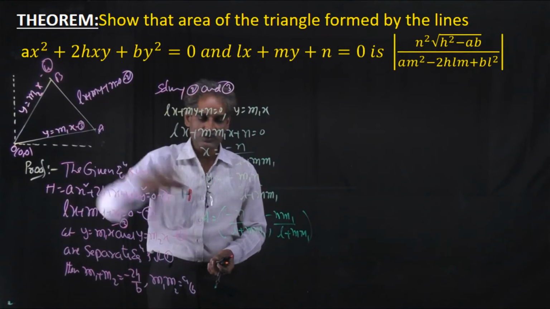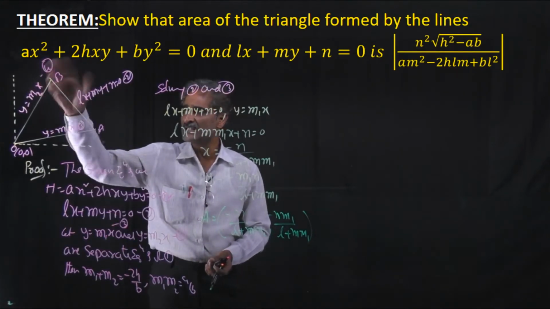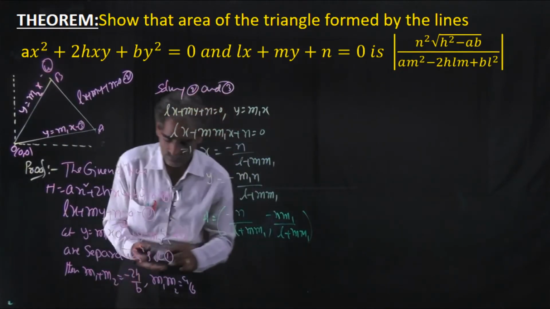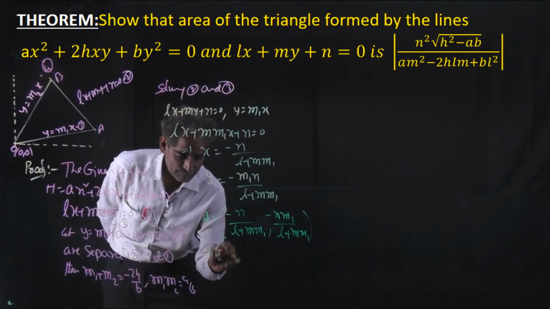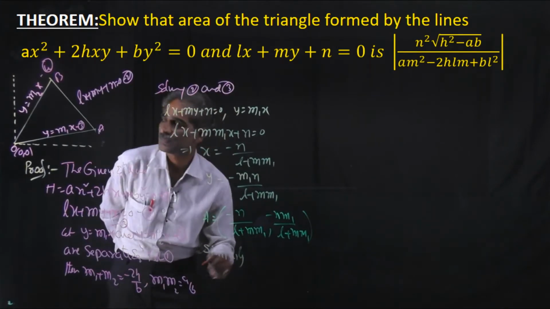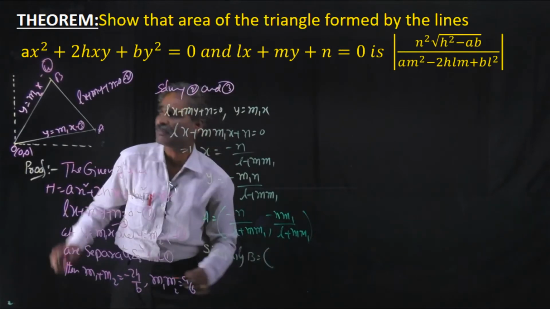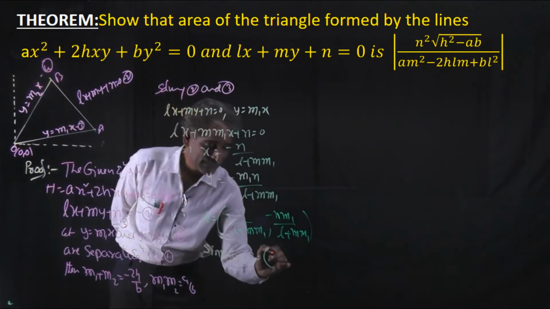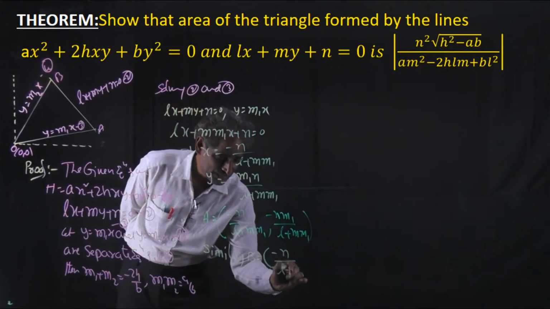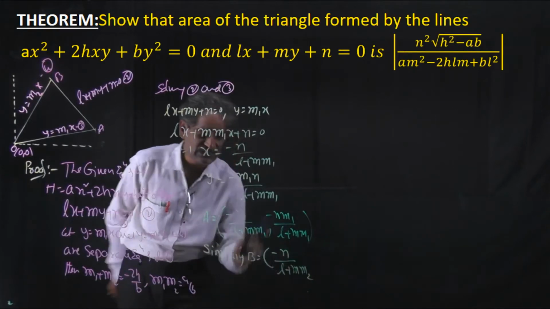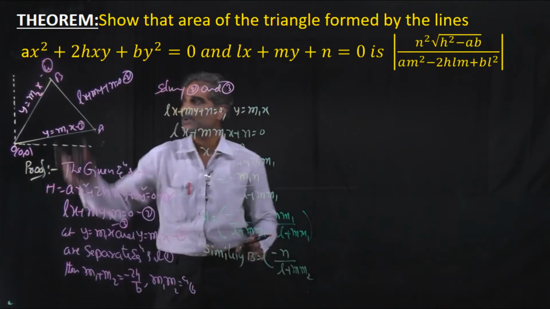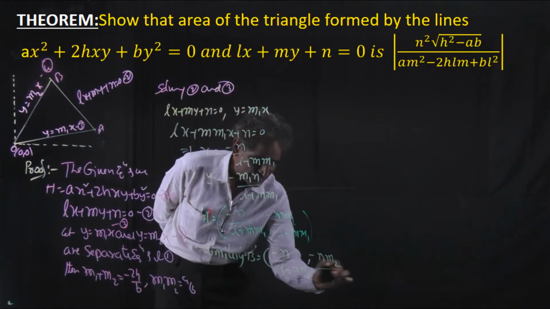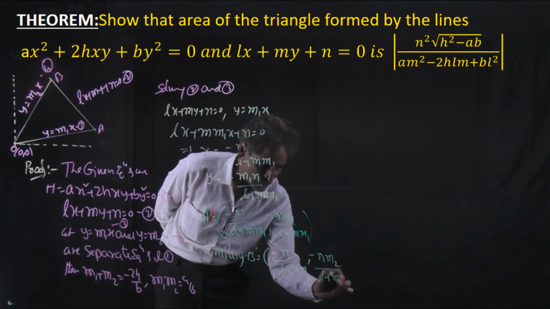The intersect point of these two is this one. For the intersection point of this, the only change is m2 in place of m1. So similarly, the coordinates of B is nothing but the point of intersection of 2 and 4, which is equal to, you can write minus n by L plus m m2. Just replace m1 by m2. That's it. We will get B as minus n into m2 by L plus m m2.